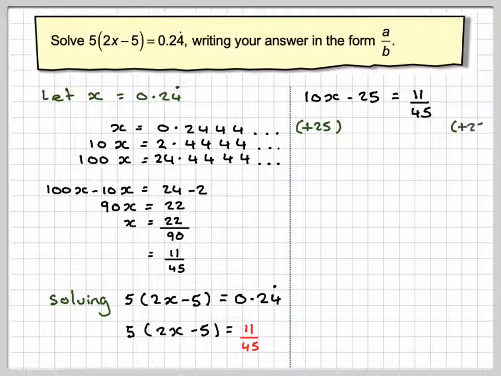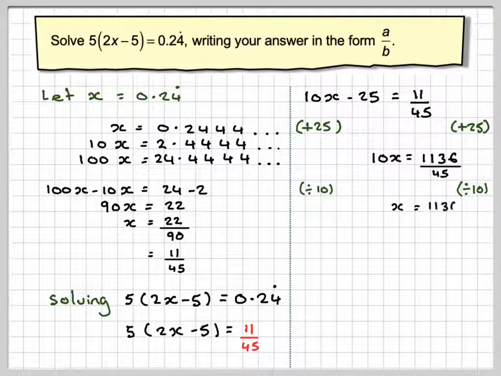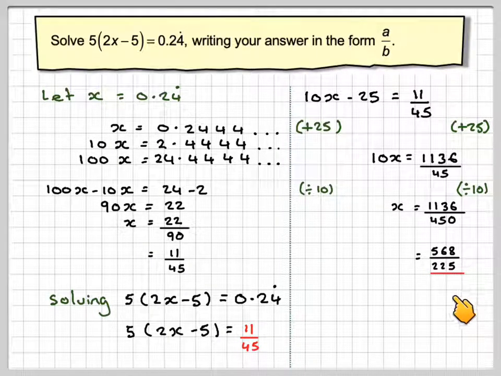Now we just add 25 to both sides, but on our calculator we use the fraction button: 11 over 45 plus 25, and that will then give that 10x is equal to 1,136 over 45 as an improper fraction. That's fine. And then next we divide by 10, so that's going to give 1,136 over 450. And again, if we put that in our calculator and cancel down, we're going to get 568 over 225. So that's now in the form a over b as stipulated by the question.